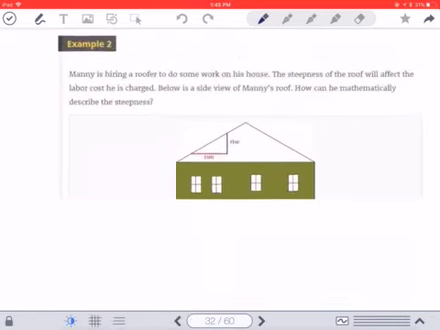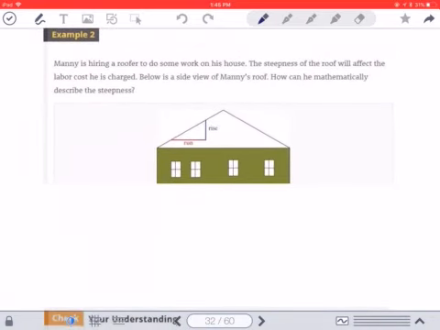Okay, example 2. Manny is hiring a roofer to do some work on his house. The steepness of the roof will affect the labor cost he is charged. Interesting. I haven't heard of that before, but I guess the steepness means it could be a little more dangerous to stand on the roof. I guess the steepness could also affect how much material there is, perhaps the length of the roof. Anyway, below is a side view of Manny's roof.